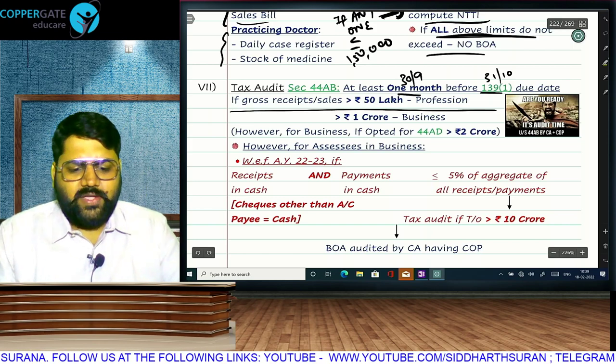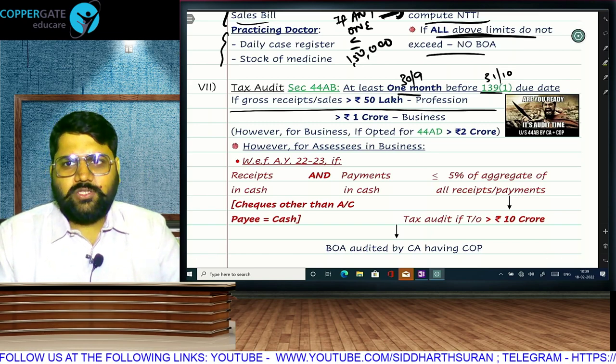If you are in profession, the rule is very clear. Only one rule. For profession, if your gross receipts exceed 50 lakh, then tax audit is compulsory.